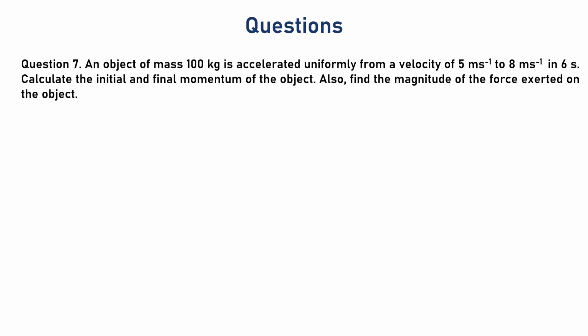Here students, question number 7, an object of mass 100 kg is accelerated uniformly from a velocity of 5 meter per second to 8 meter per second in 6 seconds. Now calculate the initial and final momentum of the object. Also find the magnitude of the force exerted on the object. Okay, so let's start the solution of this question.